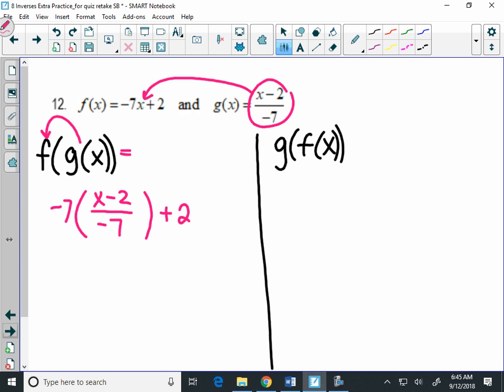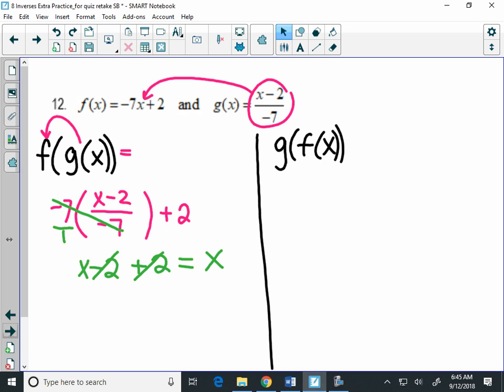now there are a couple of ways to tackle this problem. You can go right away if you want to, cancel off those negative 7's. You're allowed because you are multiplying fractions here. You could cross off those negative 7's and get x minus 2 plus 2. Those 2's will go away to give you a result of x. That is one way to simplify that problem.